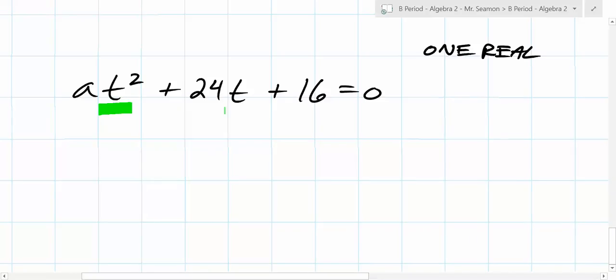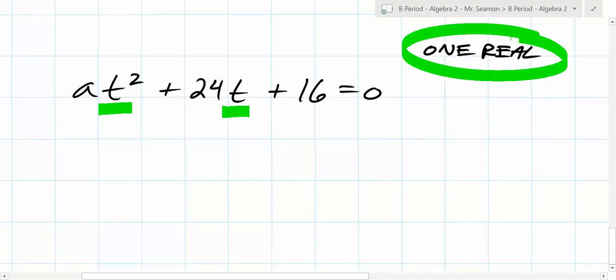T is the variable, see, because it's squared in there twice. A is just the coefficient. So you're solving for A. So I'm asking you this question. Find me A so that you have 1 real solution. See if you can do that for me right now.